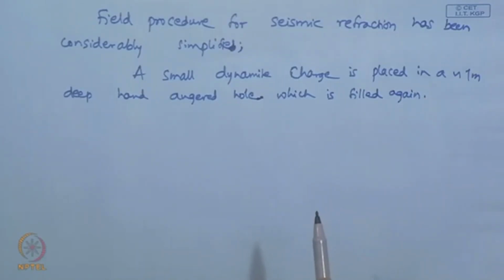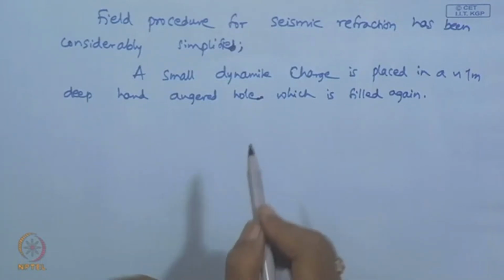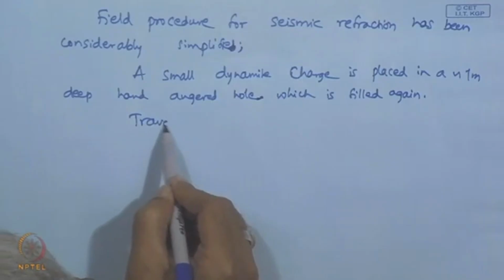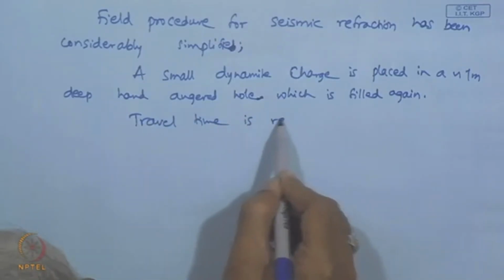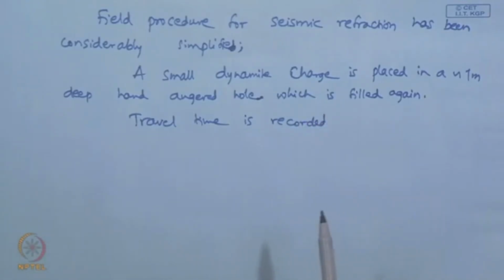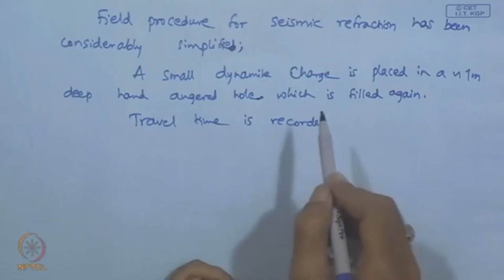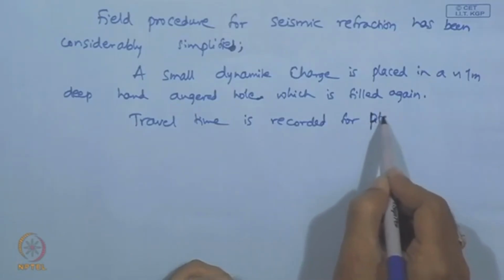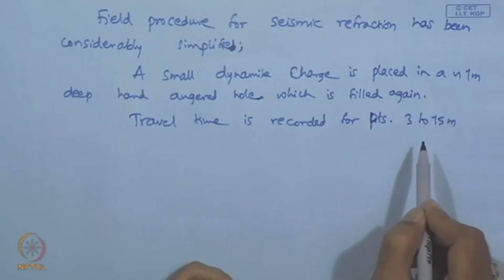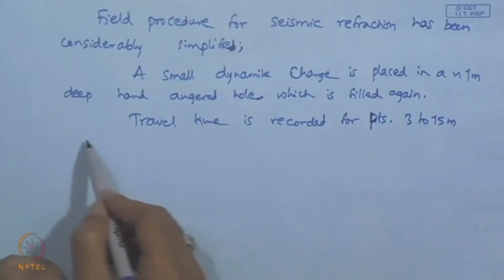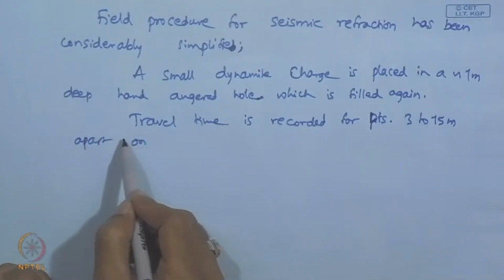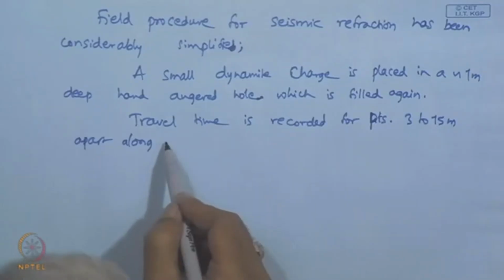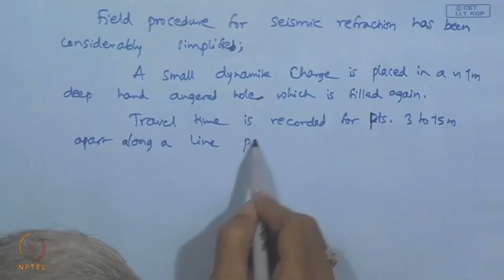So the time of travel, the travel time, is recorded for points 3 to 15 meters apart along a line from the shock point, along a line passing through the shock point.